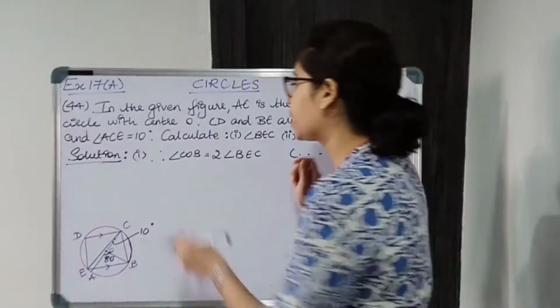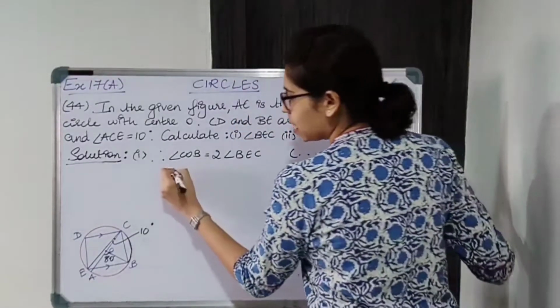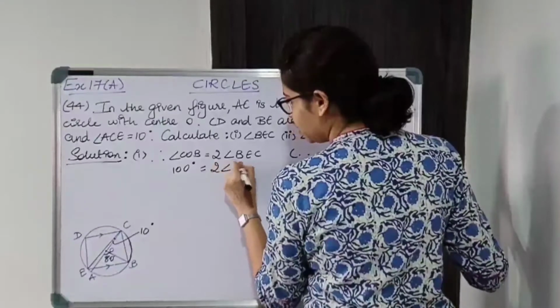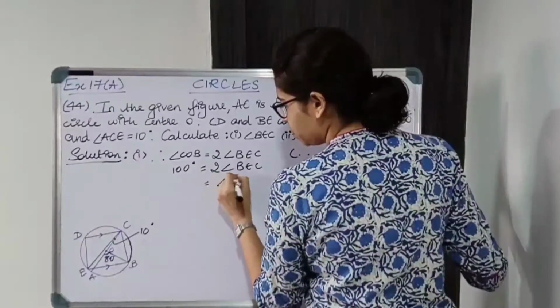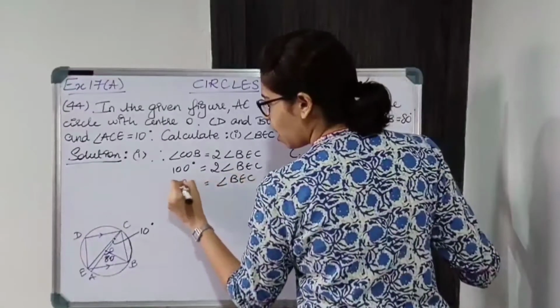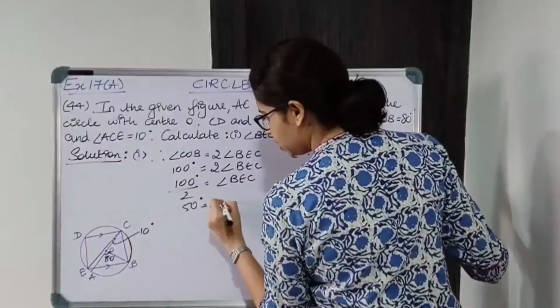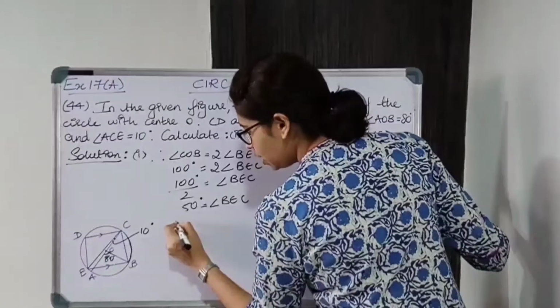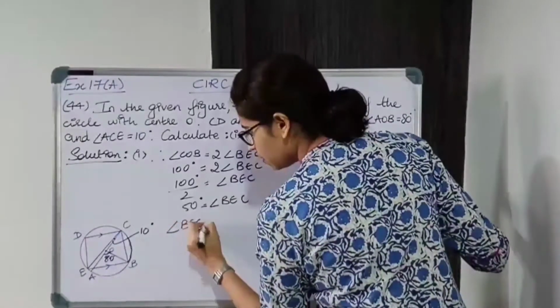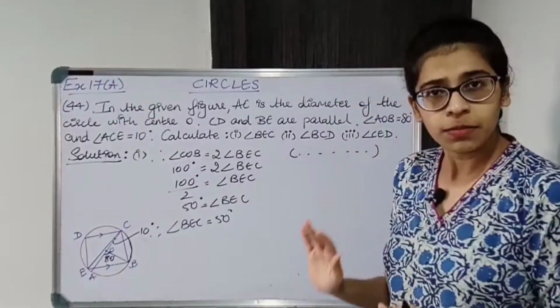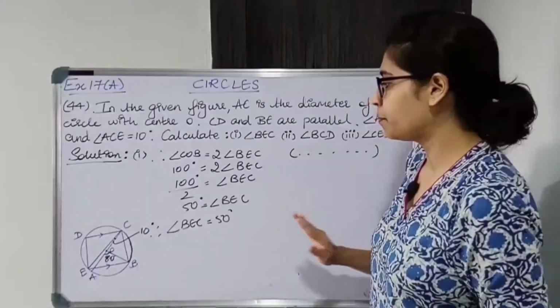Okay, now COB मिल गया, it is 100 degrees, so it is equal to twice angle BEC. So angle BEC is half of 100. Okay, so that will give 50 degrees. So angle BEC is equal to 50 degrees. So we found angle BEC. ठीक है, ये मिल गया.